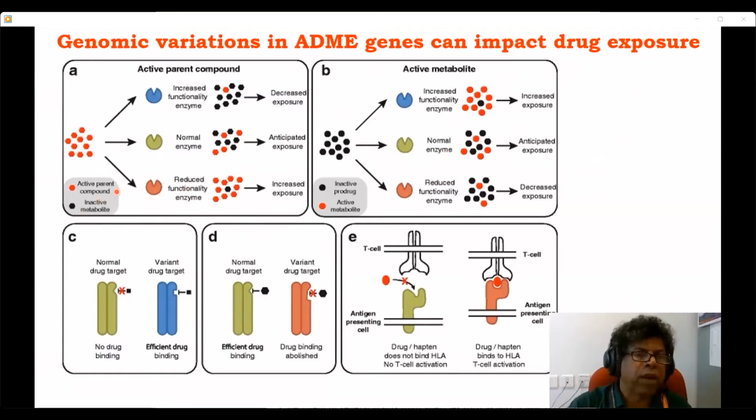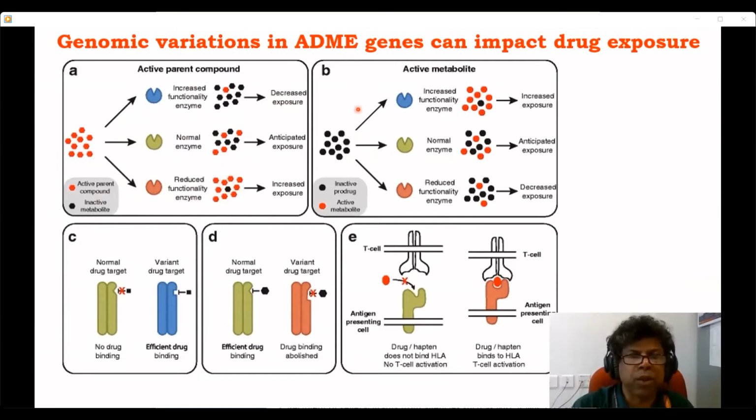For example, you have an active parent compound here. This compound will go and bind the respective receptors, thereby increasing the functional activity of the enzyme. Now, if inactive metabolites are there, you have decreased drug exposure. If you have a normal enzyme, you still can see some anticipated exposure, but an inactive metabolite may still go and bind there. In the case of a reduced functionality enzyme, you have an active parent compound, and eventually you get increased exposure of the drug at the target site.